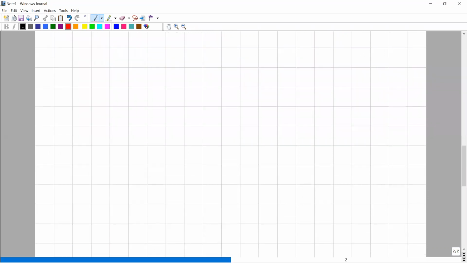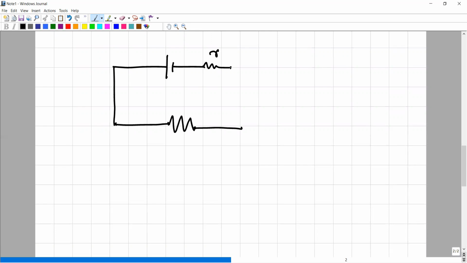Now think about a cell. A cell will have some internal resistance, and you write this as small r. Then there's an external resistance. This is written as capital R. This external resistance is the resistance that you have put up externally. It has got nothing to do with the internal resistance.